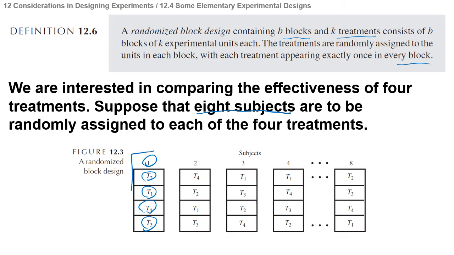So here, each patient is a block, and the treatments are assigned differently. So for patient 2, they get treatment 4 first, and then treatment 2, treatment 1, and treatment 3. So this is an example of a randomized block design.